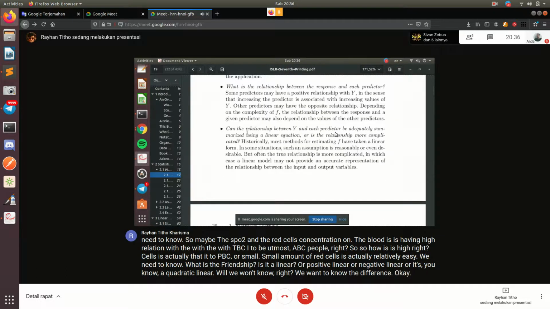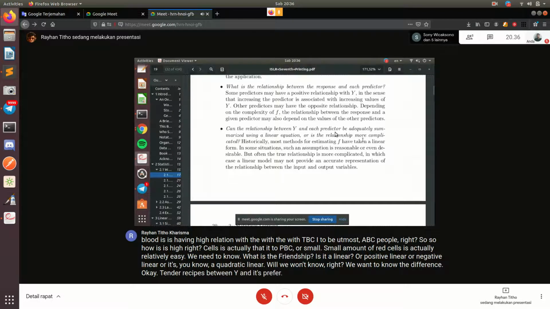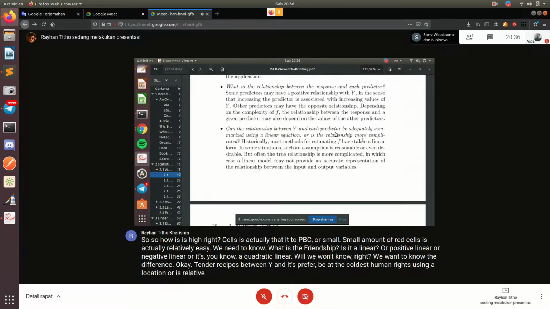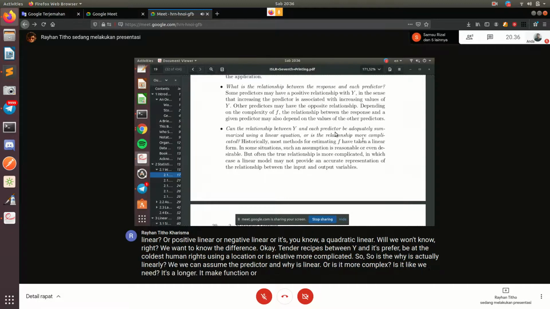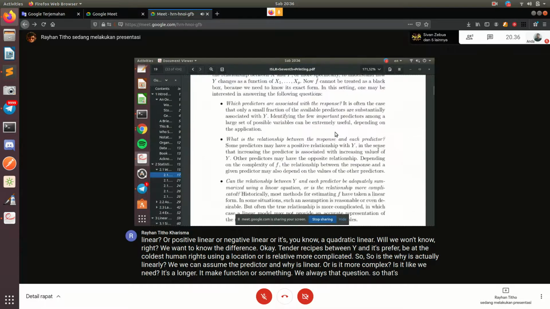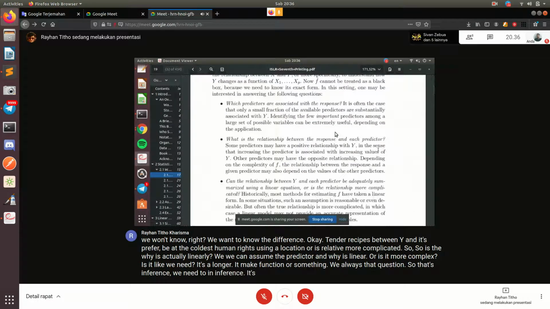Okay. Can the relationship between y and its predictor be adequately summarized using a linear regression, or is the relationship more complicated? Can we assume the predictor and y are linearly related, or is it more complex? Do we need a logarithmic function or something? We always ask that question. So that's inference.